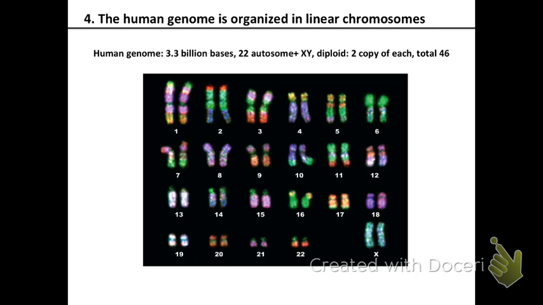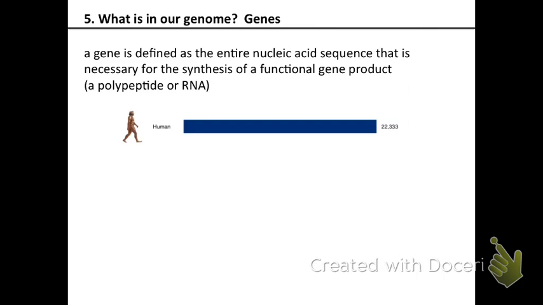And when I ask you, for example, what's on chromosomes, the first thing that you might say is genes, right? So genes are on our chromosomes. They are linearly arranged, so this goes one gene after another on a linear chromosome. So a gene is defined as the entire nucleic acid sequence that's necessary for the synthesis of a functional gene product. It could be a protein, a polypeptide, or it could be an RNA. So in humans, estimated gene number is about 20,000, 20,500, something in between that.